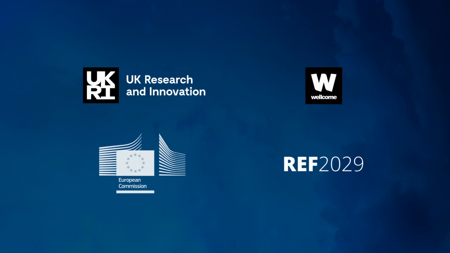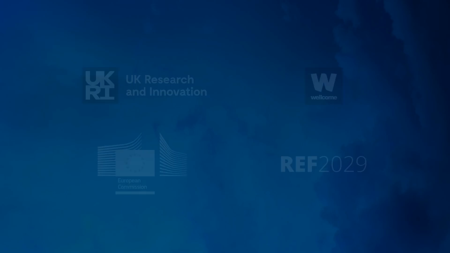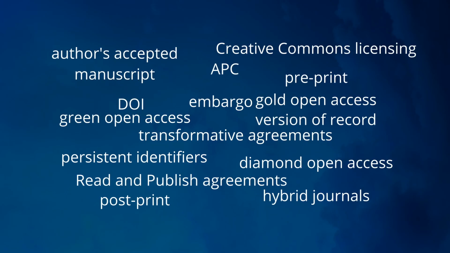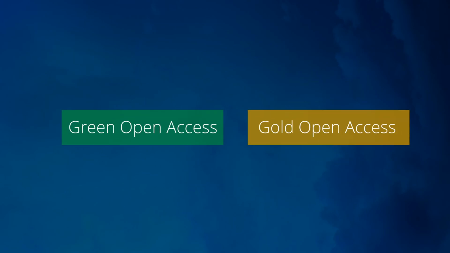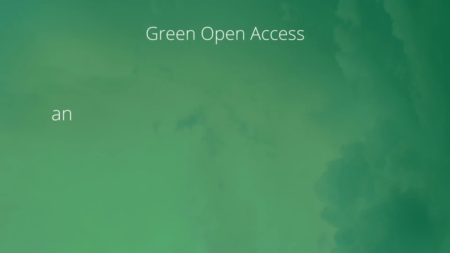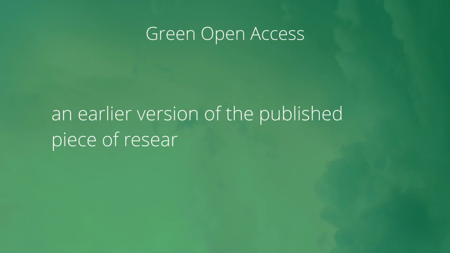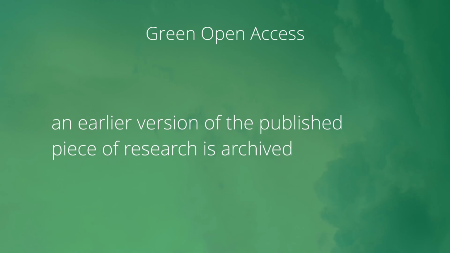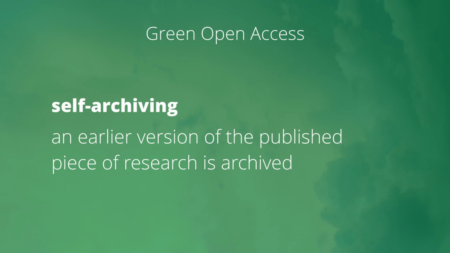But as you look into this, you may be unsure about all the different terminologies popping up. In this video, we'll cover some of the primary paths to publishing open access, including green and gold open access. So what is green open access? Green open access is when an earlier version of the published piece of research is archived, often in a repository. This is often called self-archiving.